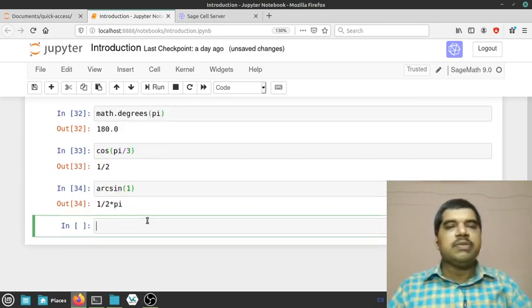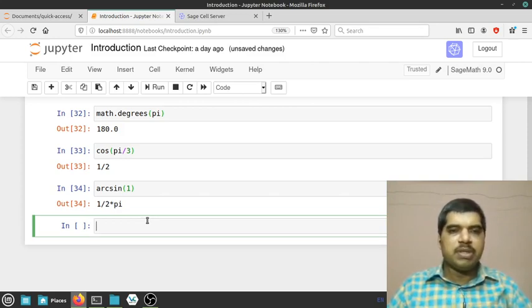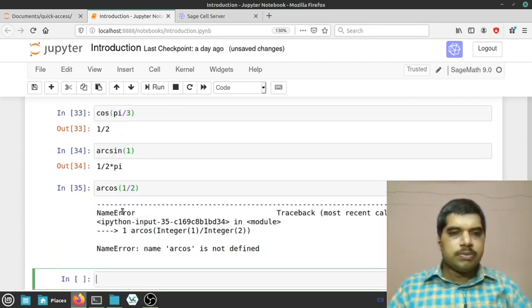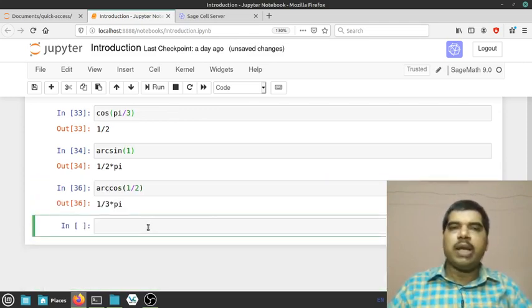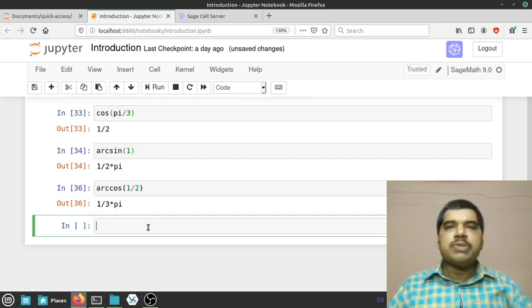Now to find the inverse of trigonometric functions, one has to use arcsine of 1, and it gives the first possible value, which is 1 by 2 pi. Arccos of 1 by 2 is 1 by 3 pi, and so on. So trigonometric functions can be used as we usually do in a mathematics notebook. That's why we call it a Sage Jupyter notebook, because we can write any mathematical expression exactly the same way we usually write it.